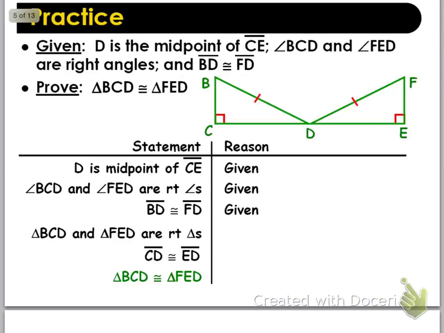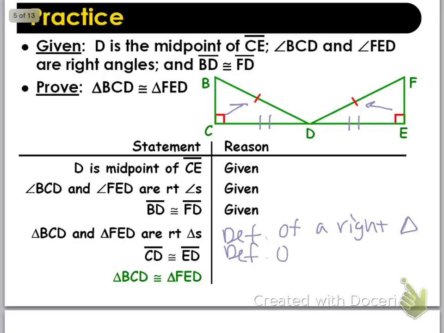Okay, so this one, we have right angles, we have congruent hypotenuses. Okay, so triangle BCD and triangle FED are right triangles. Okay, but that's the definition of a right triangle. CD and ED are congruent, so D is the midpoint of CE. If it's a midpoint, that means the two lines to the left of it and the line to the right of it should be congruent by definition of a midpoint, because midpoint means middle. It sits in the middle of that whole line. Okay, now we have two legs being congruent, our hypotenuse is congruent, and we have two right angles, so we can use our hypotenuse leg theorem to prove the two triangles congruent.